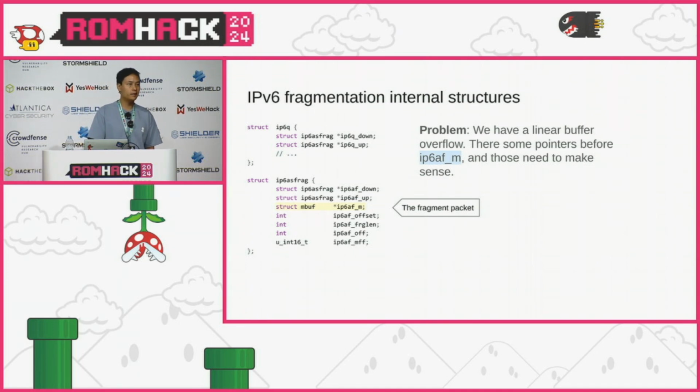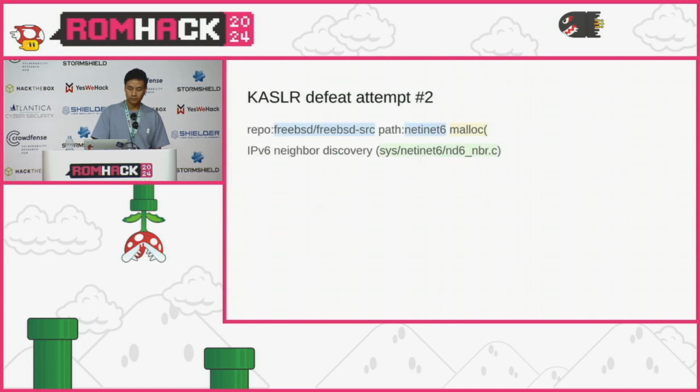So therefore, in order to control the mbuf, which is located in the middle of this structure, we would also need to corrupt the up and down pointers, and also provide valid pointers for them. So I couldn't find a way to achieve this, because all I could do was planting 8 bytes of controllable data at a known address, which was not enough to create a valid fragment structure. So I ditched this idea and looked further. The second thing we find looking for malloc invocations in the network stack is the IPv6 neighbor discovery code.